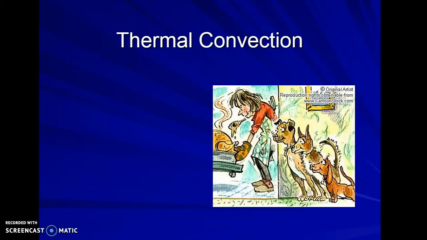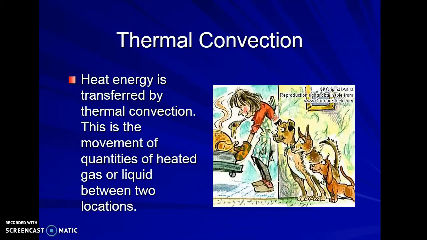Another way we can transfer energy is through thermal convection. The term thermal makes us think heat. So in thermal convection, we are taking heat energy and transferring it. The transfer of heat is the movement of quantities of heated gas or liquid between two locations. Like in the drawing here, if you open the oven door, the heat that's in the oven is going to transfer through the gas, through the air in the room, and you're going to feel that heat hit your face. It can also happen through liquids, like water.